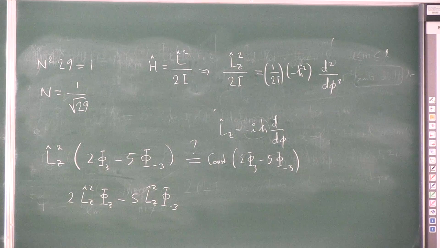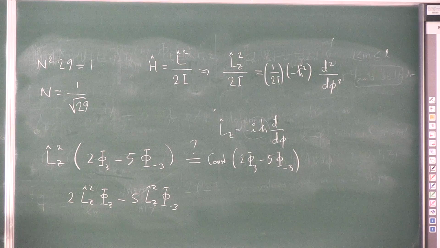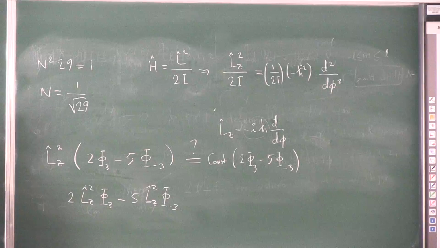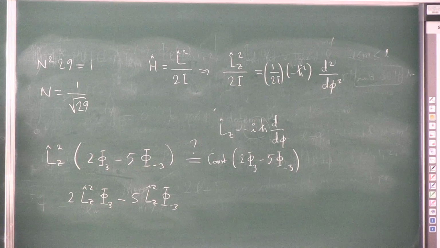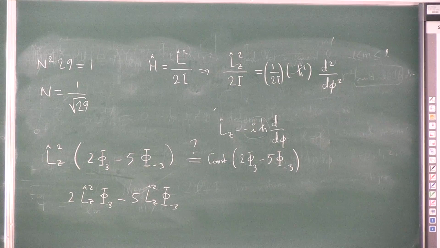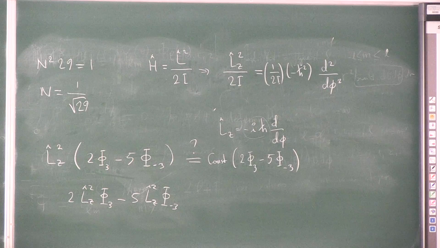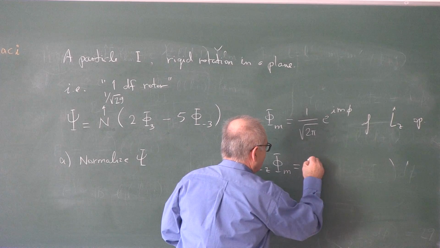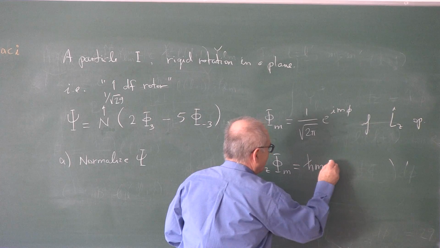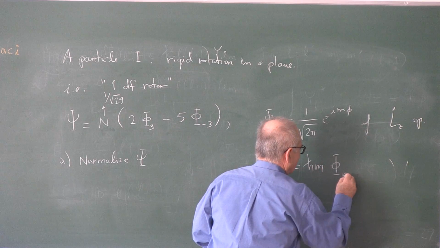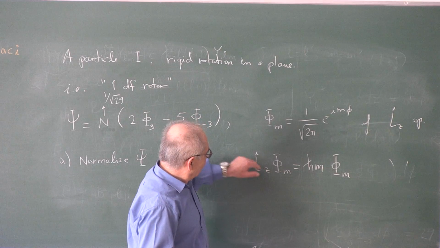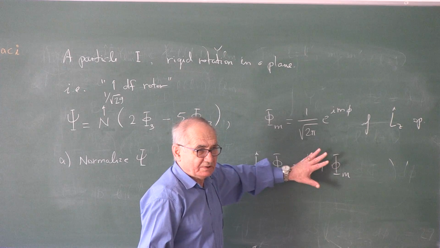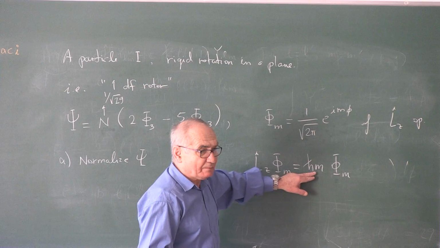We are told that these functions are eigenfunctions of LZ. What does it mean? Operator function, constant times function. These are eigenfunctions. What are the eigenvalues? H bar m.